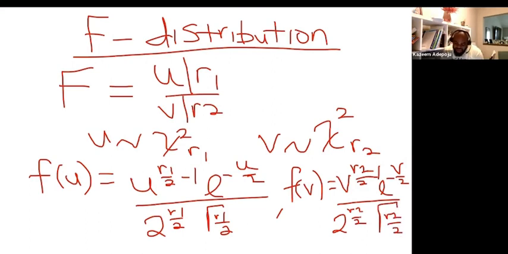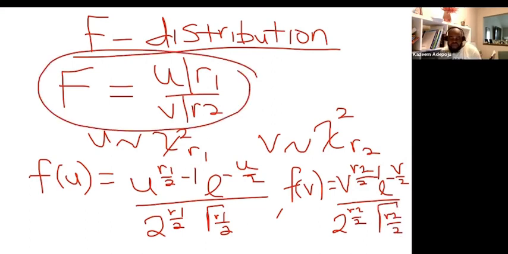Now, when you take a look at this, U and V are independent chi-squared variables, and I want to derive F. It means I basically need an artificial variable, because I cannot go from two variables to one.